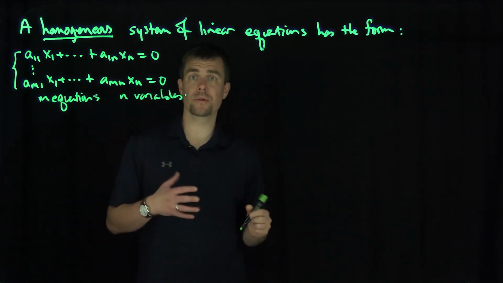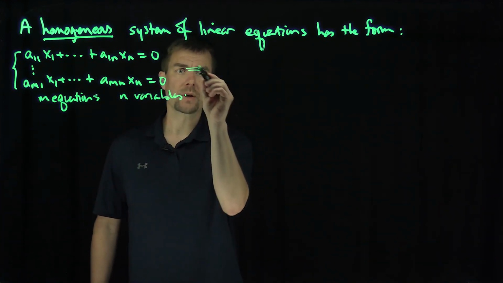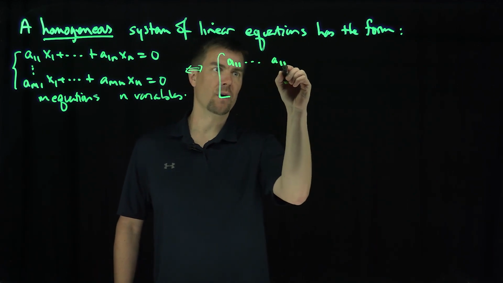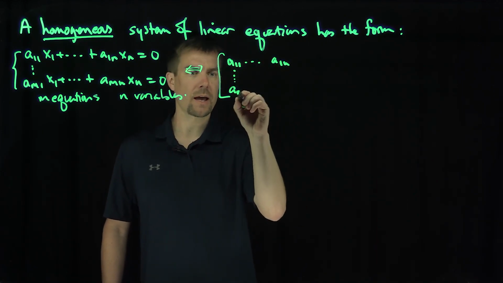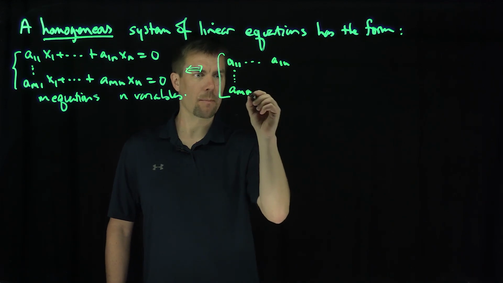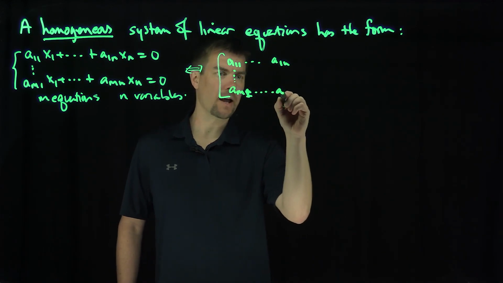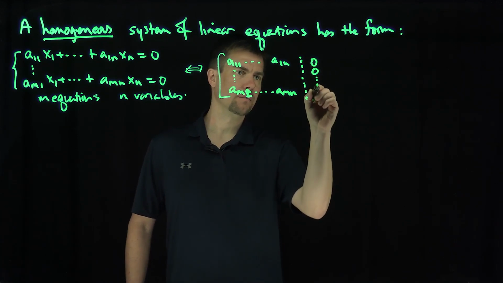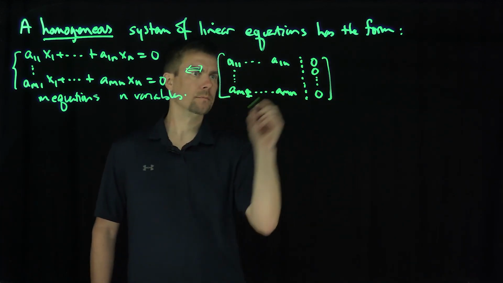Let's make some notes about these things. The first thing we're going to do is write this, equivalently, as an augmented matrix: a11 through a1n, down to am1 through amn, augmented with zeros, like so.